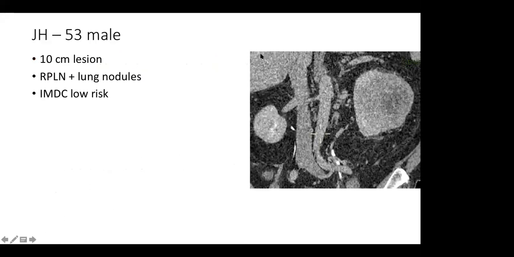Right, so this is a 53-year-old male patient, 10-centimeter lesion, and had retroperitoneal plus lung nodules, IMDC low-risk disease. Yes, Sana has said, can go ahead with proper counseling regarding the possibility of disease recurrence. Yes, patients have to understand all that, and they do, about what are the risks involved with that, right? So this is about a 10-centimeter lesion in its maximum size.